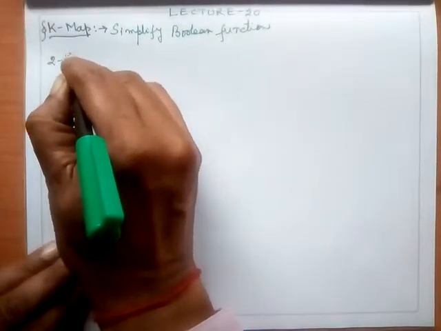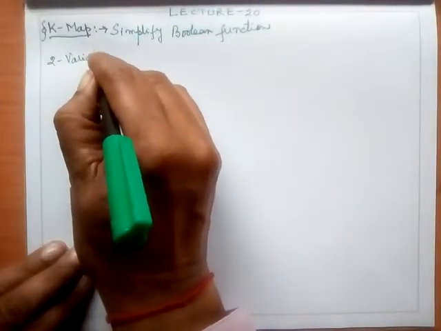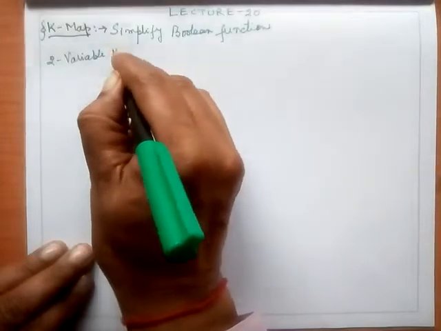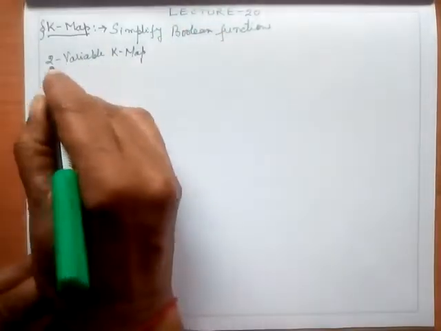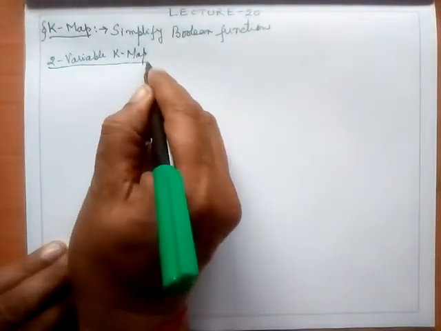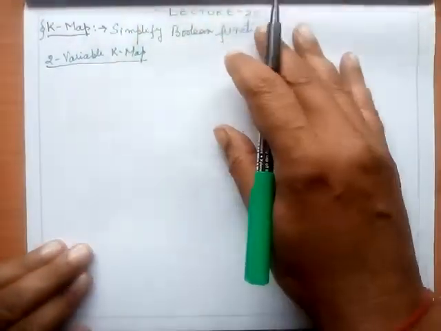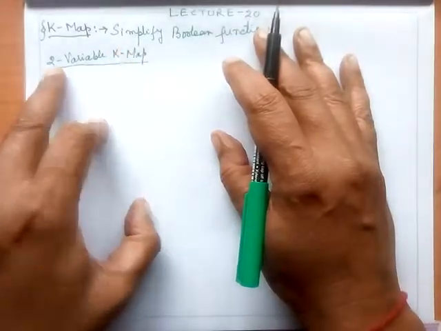2 variable K-map. Now this K-map can be for a SOP form, canonical SOP form, or it can be for canonical POS form also. I'll discuss one by one. So first of all, I'll go for two variable K-map.